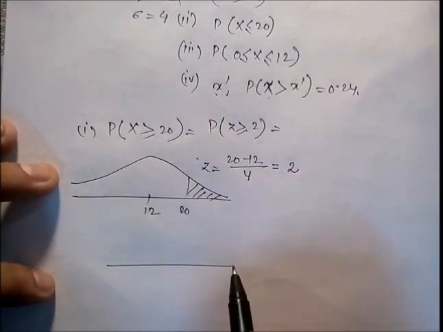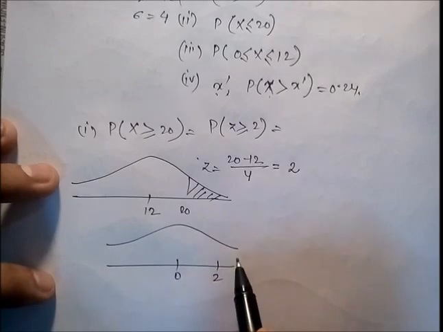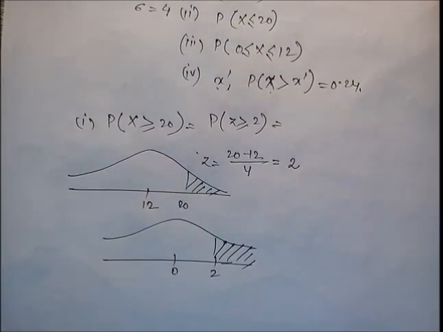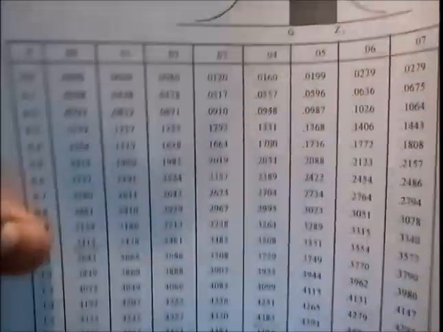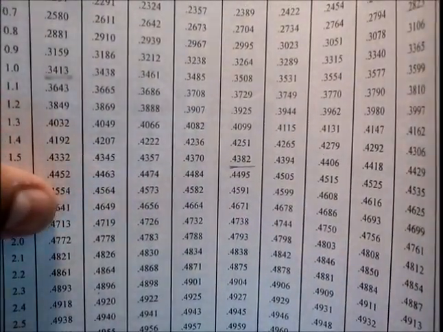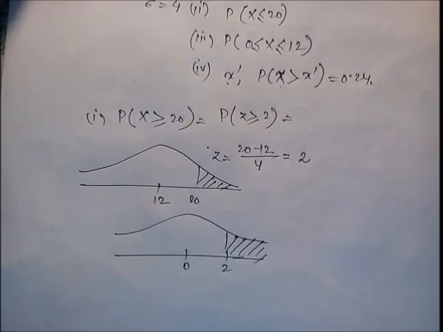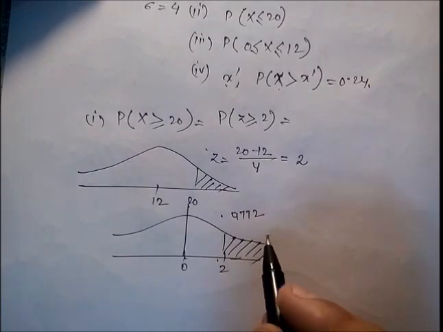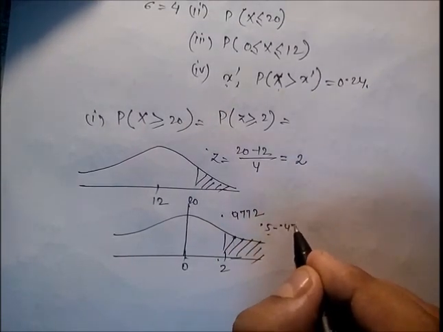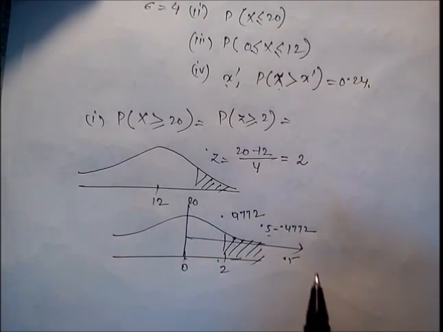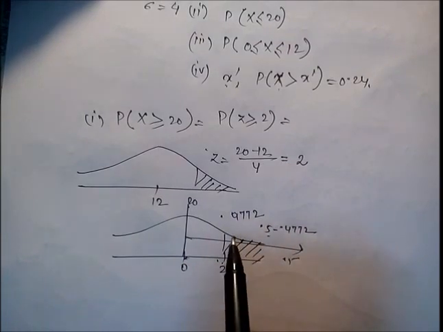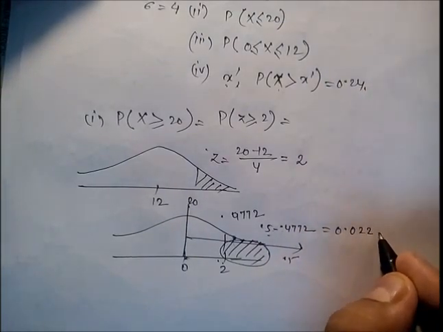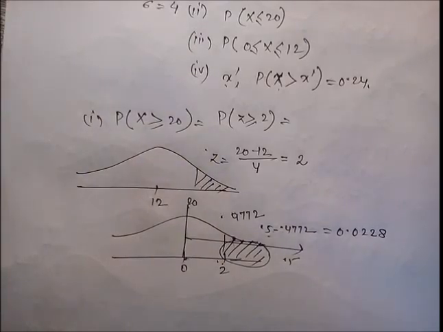So we have to identify this particular area. Now what is the probability for that? Already you know the table: 2 means this one, 0.4772. So 0 to 2 is equal to 0.4772. We know that the right part is 0.5, so this particular part is 0.5 minus 0.4772. Are you getting this one? So the answer is 0.0228. Okay, next.